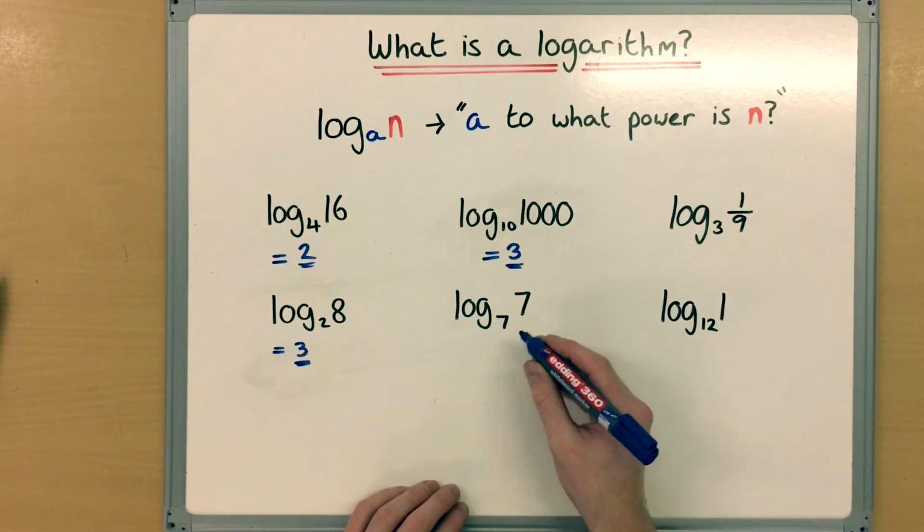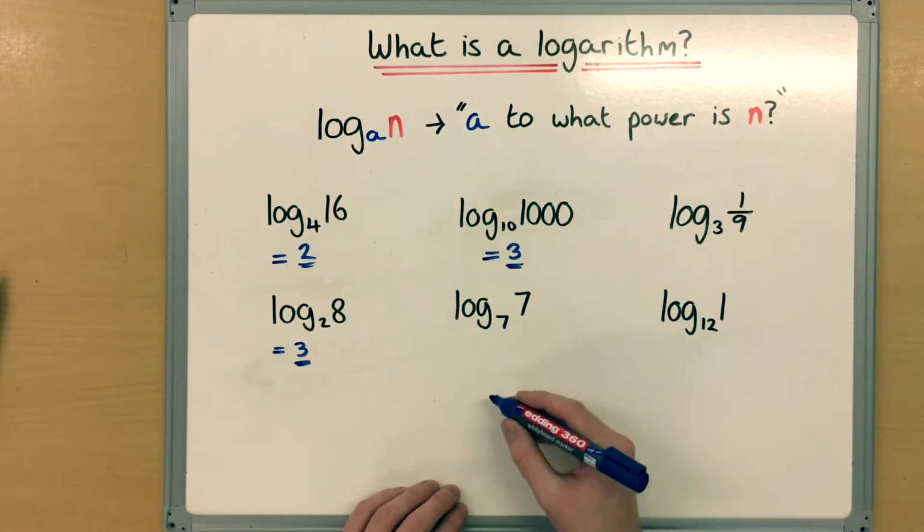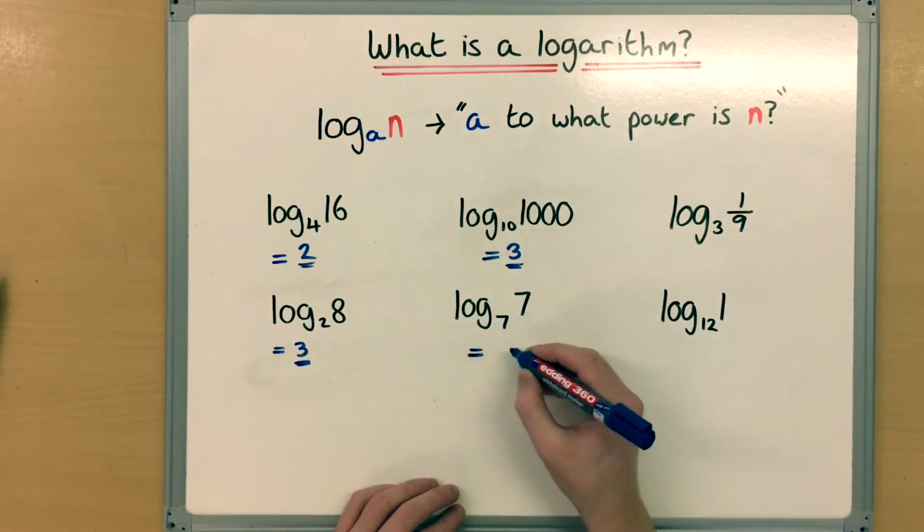Log to the base 7 of 7? Now, 7 to the power of 1 will give us 7, so the answer is 1.